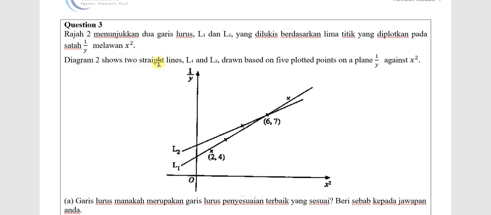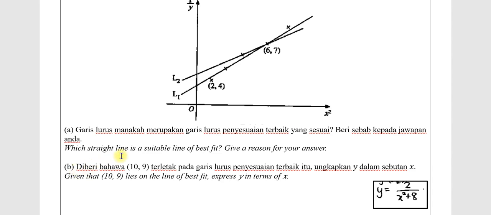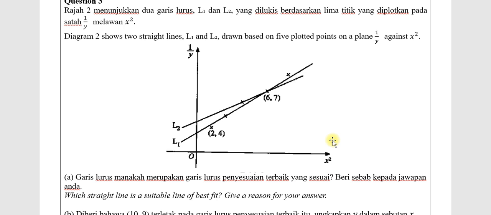Question number 3, diagram 2 shows two straight lines L1 and L2 drawn based on the 5 plotted points on the plane 1 over y against x square. Which straight line is a best fit? Give reason for your answer. Okay, so if I take L2, it only passes through 2 points only. If I focus on L2 only, the gaps between the points are very far, so it's not a best fit.